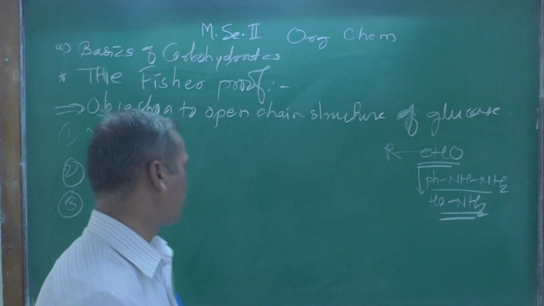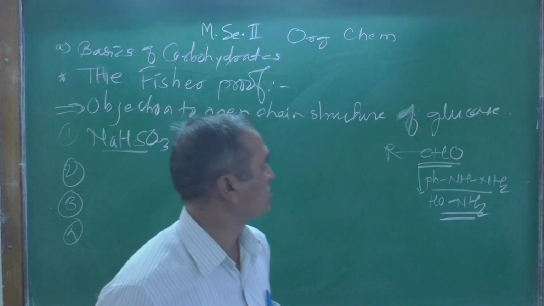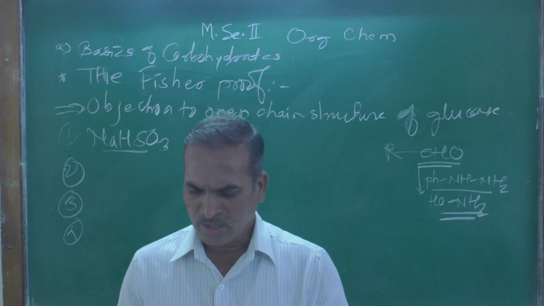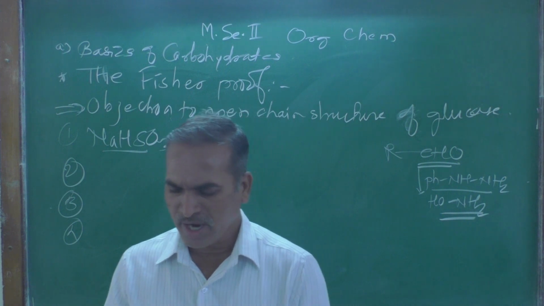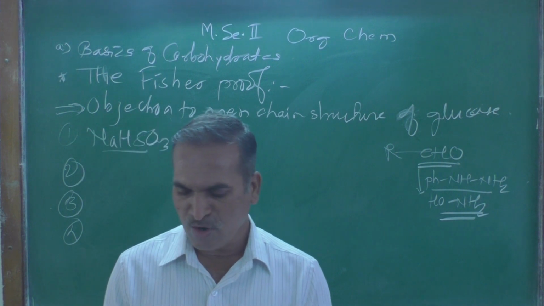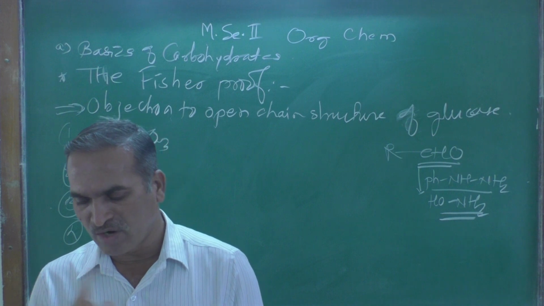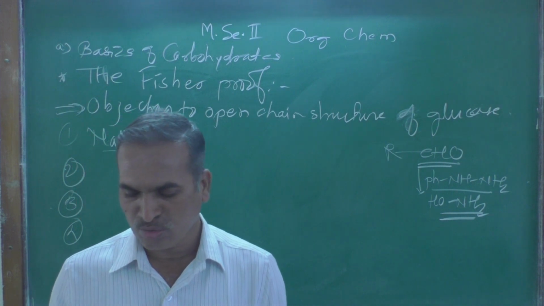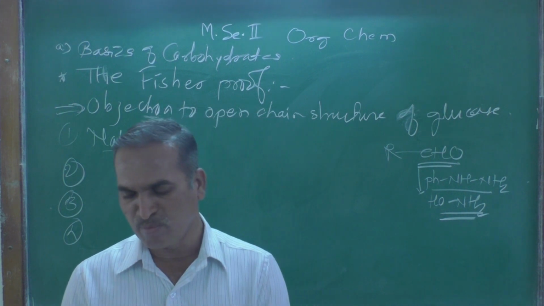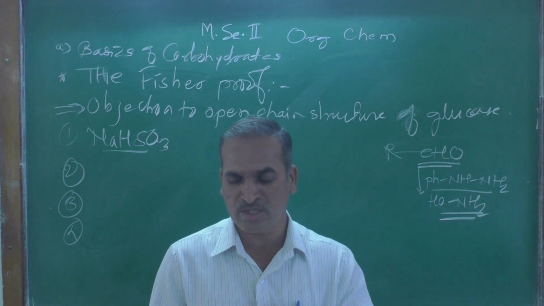Now the fourth objection to the open chain structure of glucose. Generally an aldehyde reacts with 2 moles of alcohol and forms an acetal derivative, but glucose reacts with only 1 mole of methanol to form a hemiacetal, giving 2 isomeric methyl glucosides. So this is the fourth one.